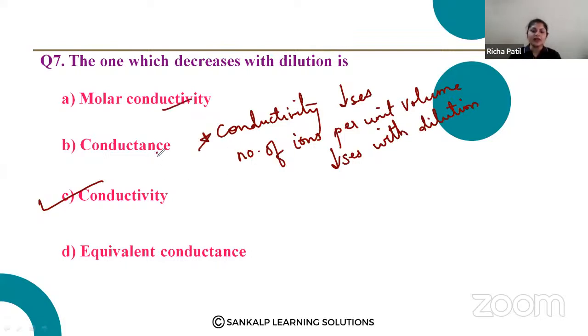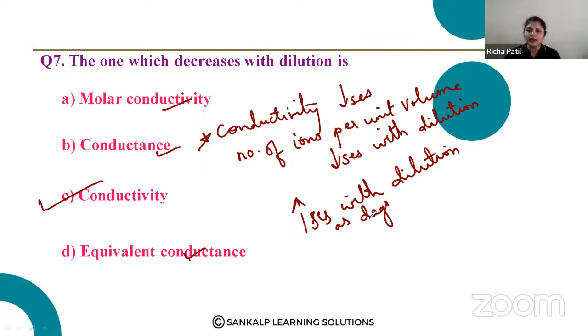Whereas molar conductivity, equivalent conductance, and conductance increase with dilution. Why? Because the degree of ionization increases. Remember this. So conductivity decreases because the number of ions per unit volume decreases with dilution, while molar conductivity, conductance, and equivalent conductance increase with dilution as the degree of ionization increases. So this is the reason.